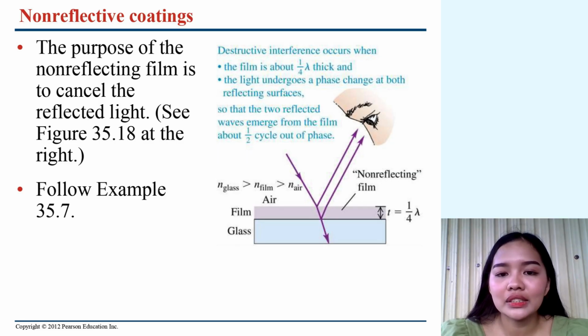This makes images brighter and reduces glare, which is the example here in 35.7 that calculates exactly what thickness is needed.